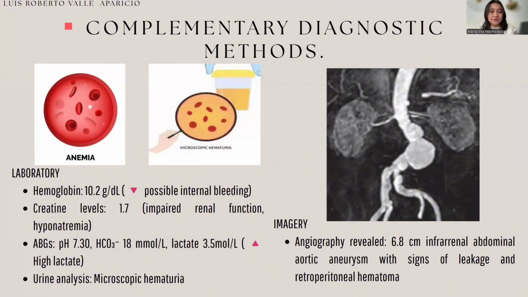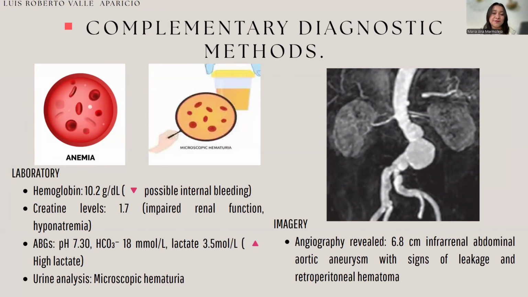And now, in the coagulation panel, both aspects were normal, the international normalized ratio and the activated partial thromboplastin time. And in the arterial blood gas, we have that the pH was below normal, 7.30, the bicarbonate level was 18 millimoles per liter, and the lactate level was higher than normal, 3.5 millimoles per liter. And the high lactate levels can indicate hypoperfusion.